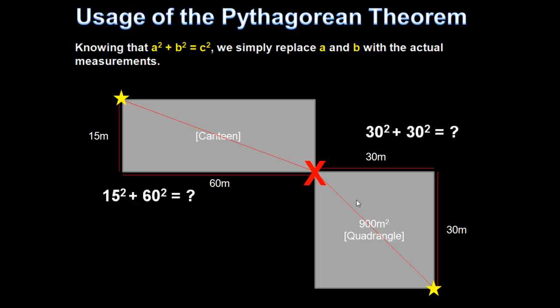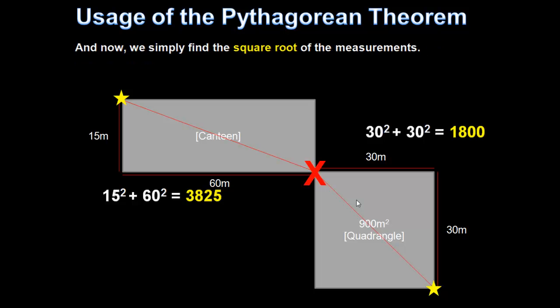So here we have 15 squared plus 60 squared and 30 squared plus 30 squared. Now all we have to do is to find the square root of the measurements, because we already have the answers here. 15 squared plus 60 squared equals 3,825, and 30 squared plus 30 squared equals 1,800. All we have to do now is to find the square root of these measurements. So I have put the square roots here already. 61.85 is the square root of 3,825, and 42.43 is the square root of 1,800.